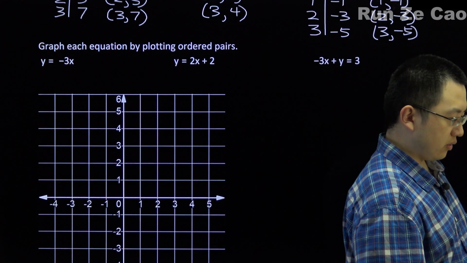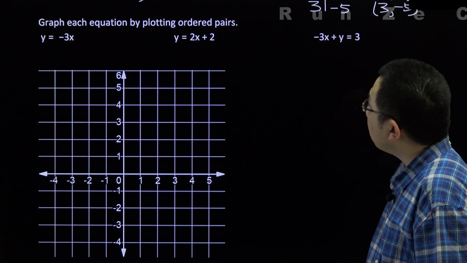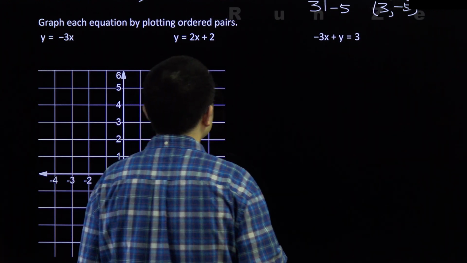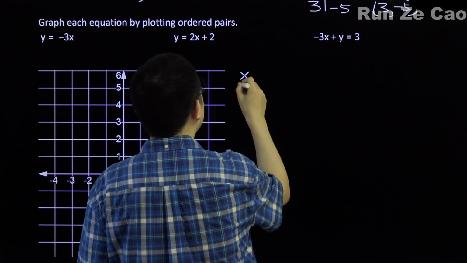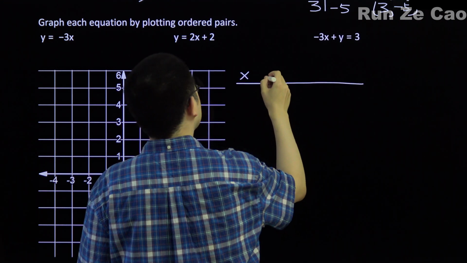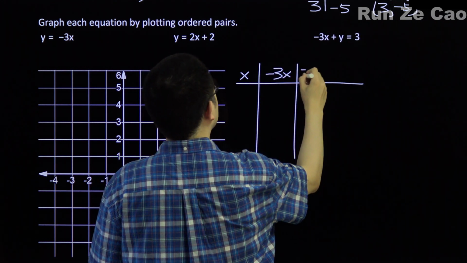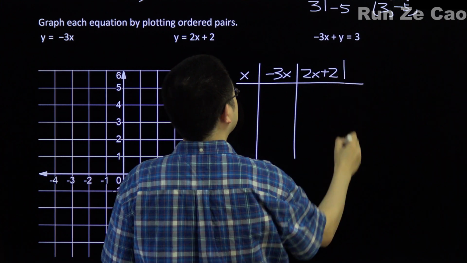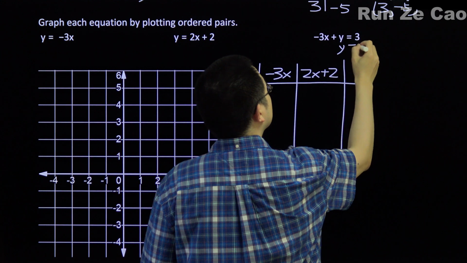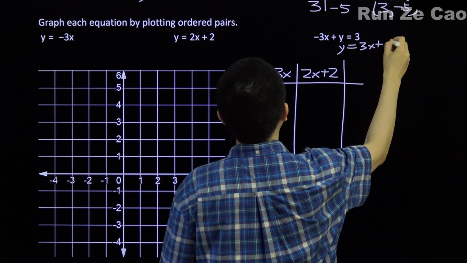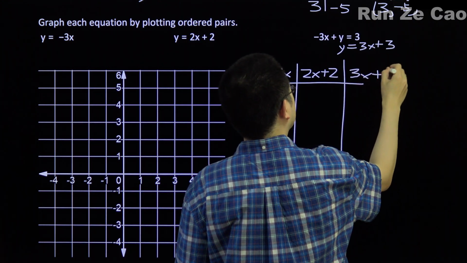Okay, let's graph these equations by plotting ordered pairs. y equals -3x. So, how can we do this? I'm going to go with this method. -3x, 2x plus 2, so everything in one big table. And y equals 3x plus 3, so rearrange as needed. 3x plus 3.